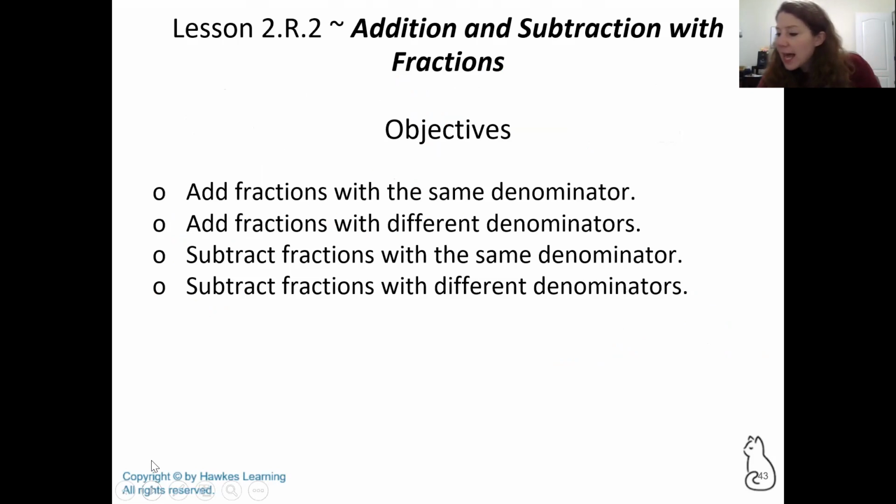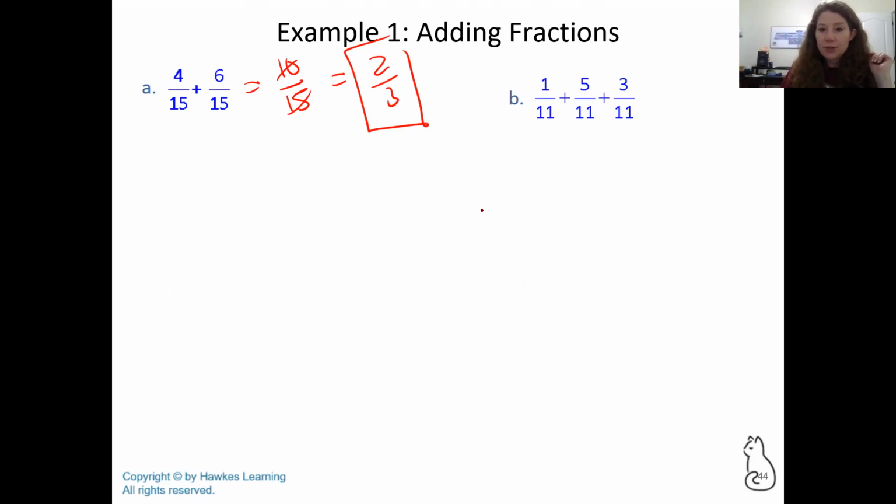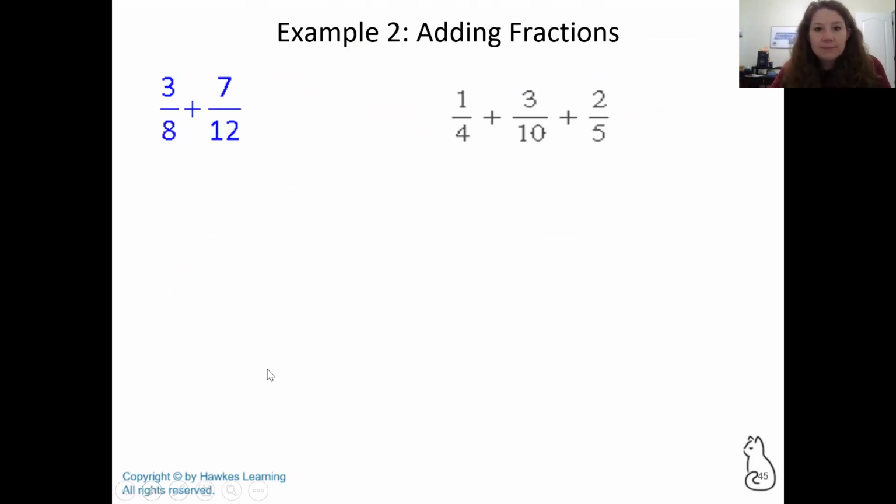All right, and the last section finally is 2R2, where we are going to add and subtract fractions. They must have common denominators. So when they do have common denominators, all you got to do is add those numerators together. These are both divisible by 5, so I'm going to divide them both by 5, and I get 2/3. Your calculator will do that for you, of course. And then 5 plus 3 plus 1 is 9/11. Easy peasy, right? Put it in your calculator.